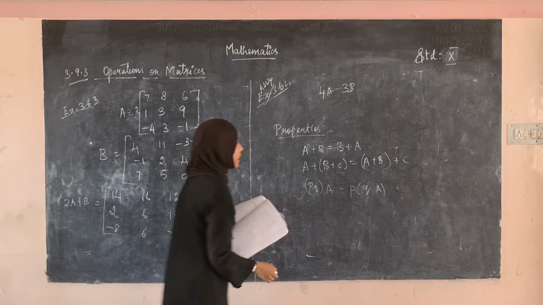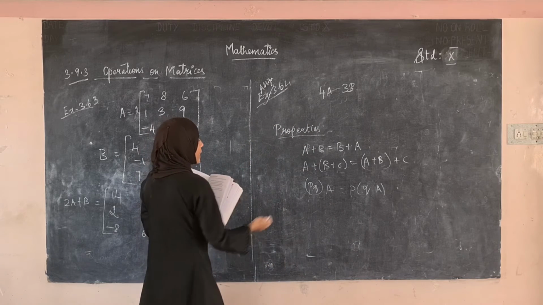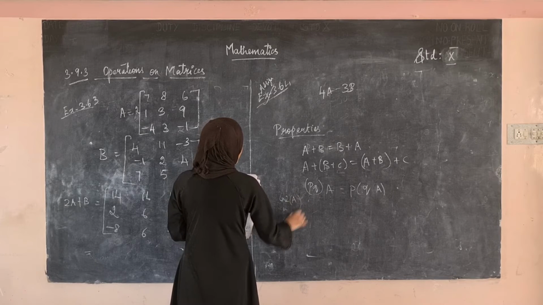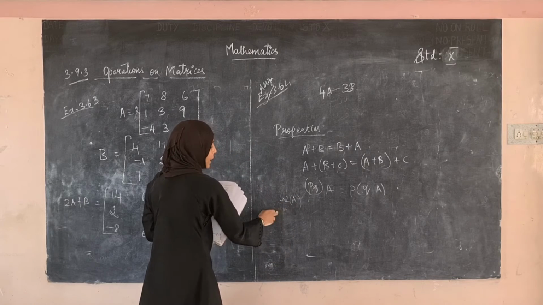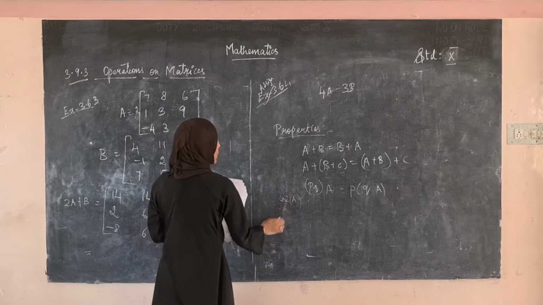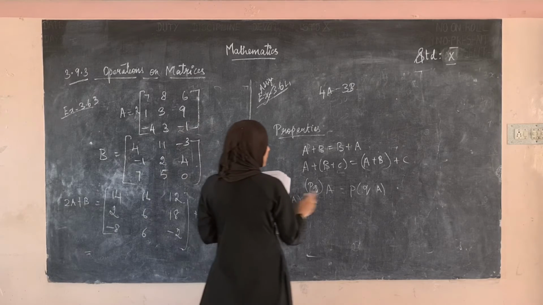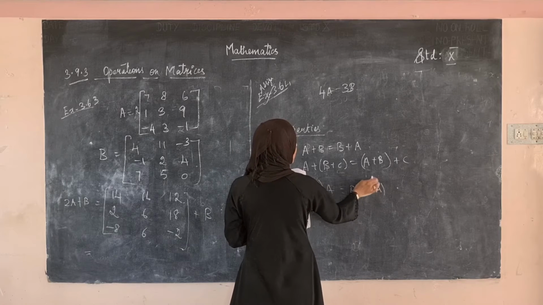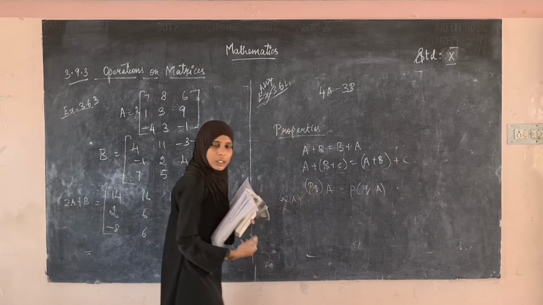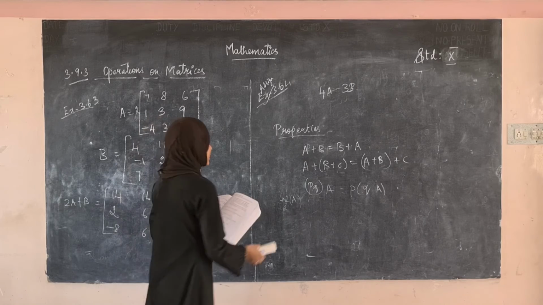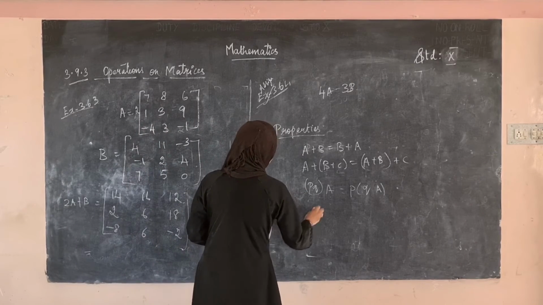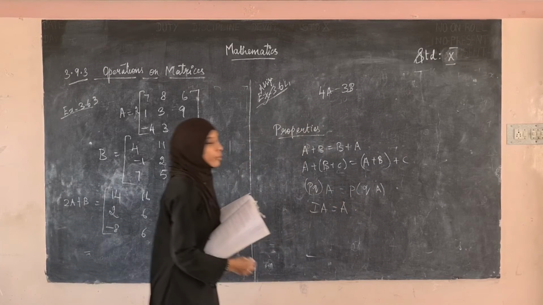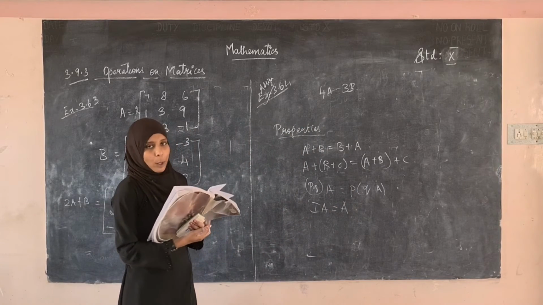This is the scalar multiplication. See here, if we take 2 as a scalar, 2 into 4 into A. 4 into 2 is 8. Either you can multiply 8 with A, or first you can multiply 2 with A and again in the resulting matrix you can multiply 4. The resulting answer will be the same. And again, IA is equal to A.